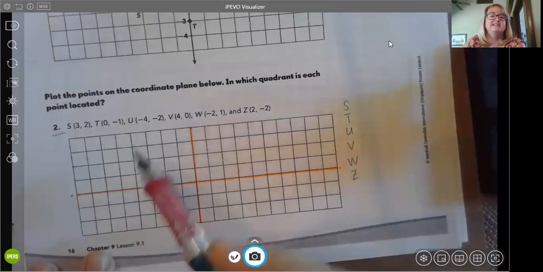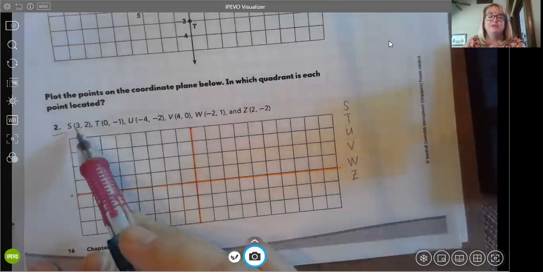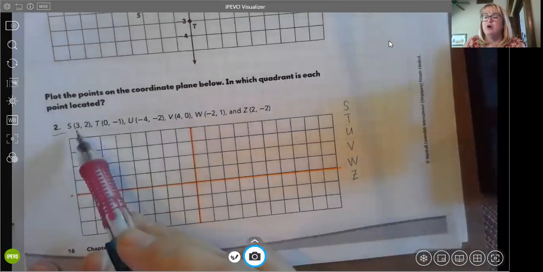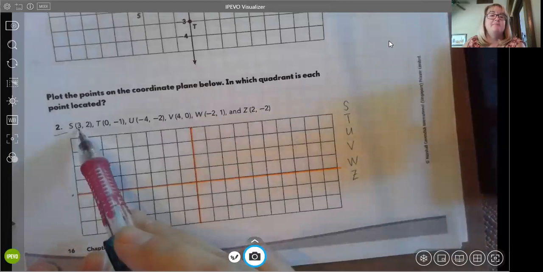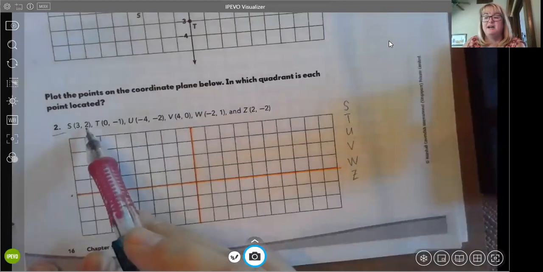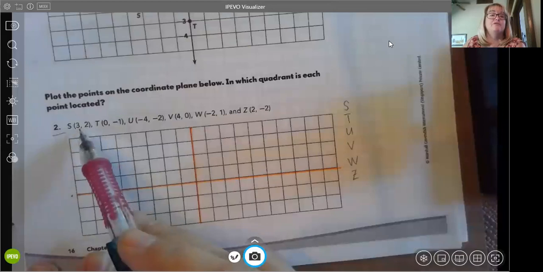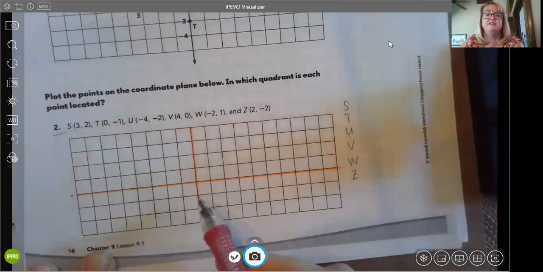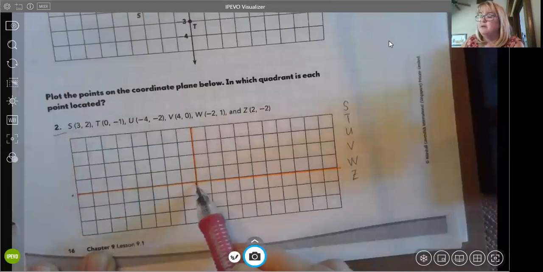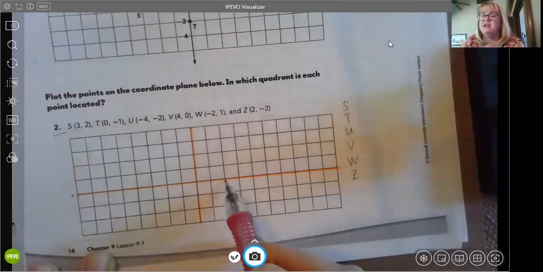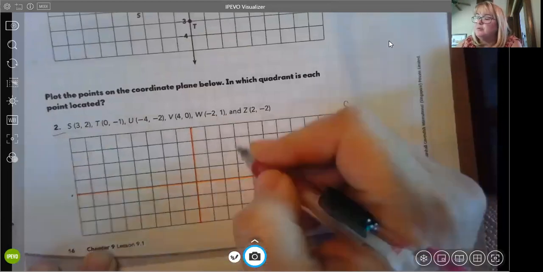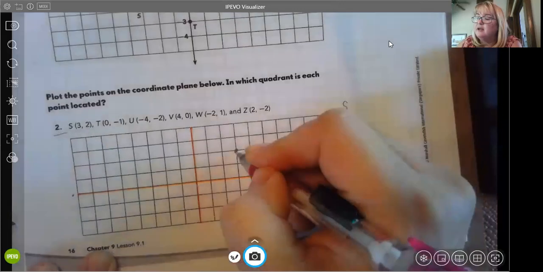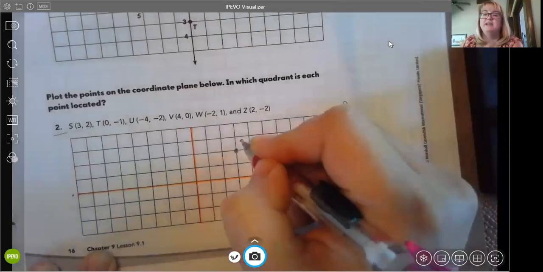So we are going to graph them and then tell what quadrant they are in. So let's look at S. S says 3, 2. That is the ordered pair for S, 3, 2. That means we need to go over 3 and up or down 2. Now this is positive, so we're going to go up 2. So I'm going to start at the origin. I'm going to go over 3, 1, 2, 3, and then up 2, 1, 2. You put your point right there, and we label it S.